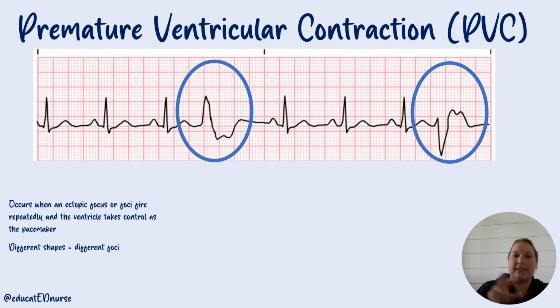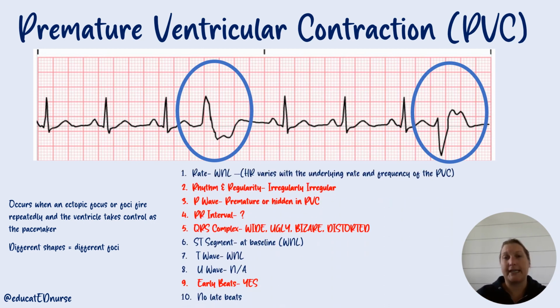When you see PVCs, they're going to be a wide, ugly, bizarre looking QRS complex. They're not going to be nice and narrow. They're going to be wide, ugly, and bizarre. When you look at this particular EKG, you can see that there's kind of different shapes to these. One PVC is upright, and the other one has a downward deflection. That just means that there are two sites in the ventricles that are throwing out PVCs. Okay, so when they look different or have different shapes, it's coming from multiple sites in the ventricles.